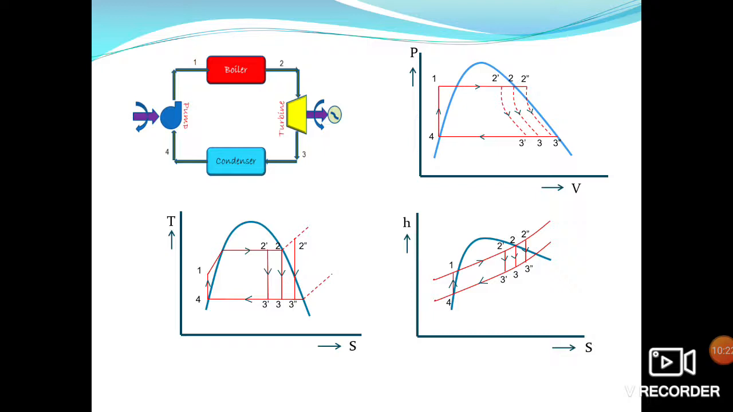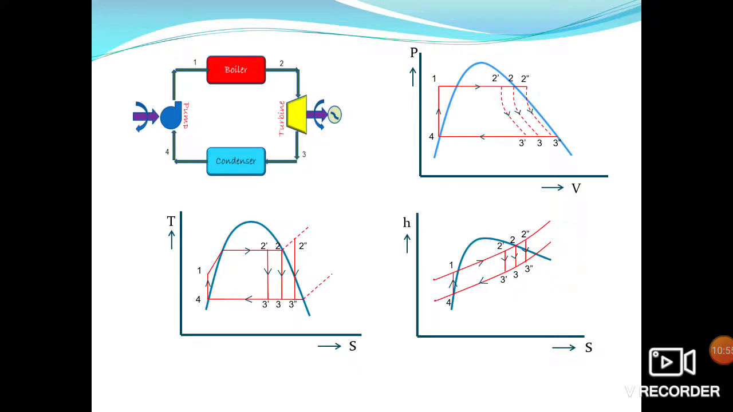But as I told you, at point 2, the steam can be wet steam. If it is wet steam, it is denoted by 2 dash. If it is dry saturated steam, it will be 2. And if it is superheated steam, then it will be denoted by 2 double dash. Next process is the steam at point 2 enters the turbine. That is the 2 to 3 process.